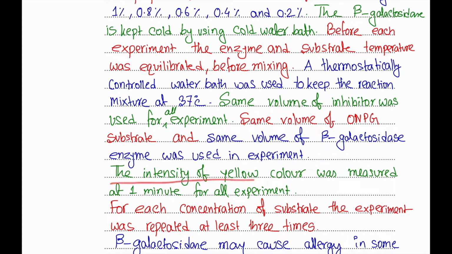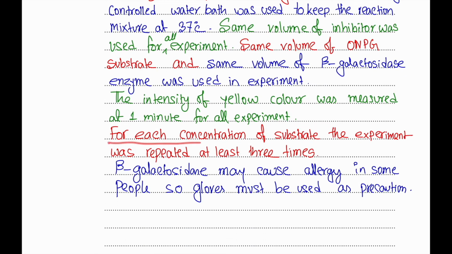The intensity of the yellow color can be measured after 1 minute for all experiments, so it's like a standard. For all experiments, after 1 minute, we measure the intensity of the yellow color. For each concentration of substrate, the experiment was repeated at least 3 times so that we get an average.